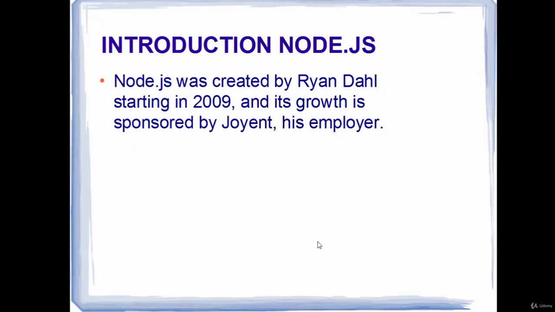So let's get started. Node.js was originally written in 2009 by Ryan Dahl. The initial release supported only Linux, but in later years Node.js also started supporting the Windows operating system and macOS. Its development was led by, of course, Ryan Dahl, and later the development and maintenance was sponsored by Joyent. Joyent was his employer.